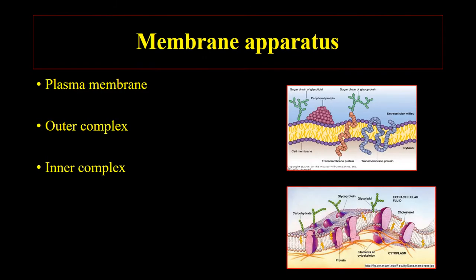So let's start. I remind you we said in our previous lecture that the membrane apparatus of the cell includes three main parts. It is the plasma membrane, or cell membrane in other words. All parts of the cell which are located outside of the plasma membrane make up the outer complex, and the parts of the cell which are located between the plasma membrane and the cytosol make up the inner complex.